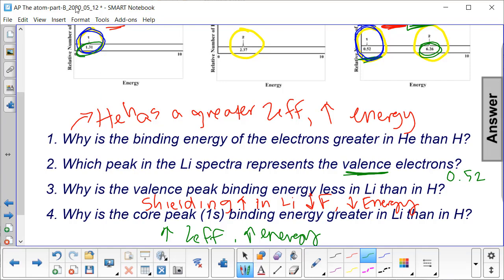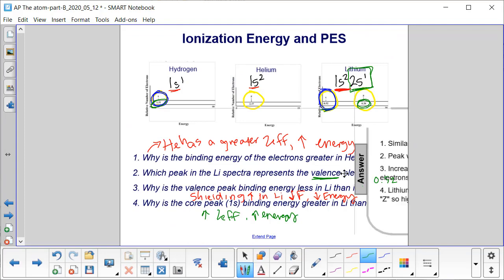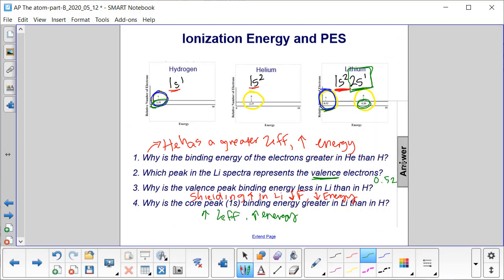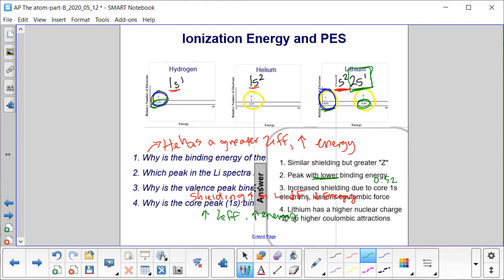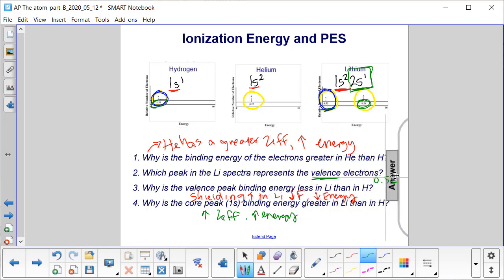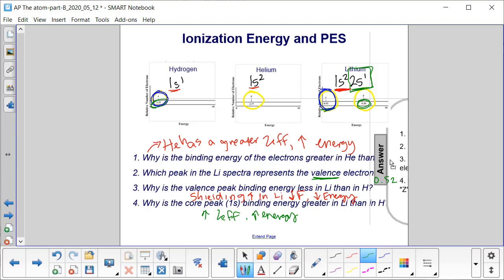I'm going to pull the answer tab. Let me make this smaller again, and I'll pull this tab. So, number 1, why is the binding energy of the electrons greater in helium than hydrogen? Similar shielding, but greater Z. Number 2, which peak in the lithium spectra represents the valence electron? So we wrote 0.52, and that would be the one with the lower binding energy.